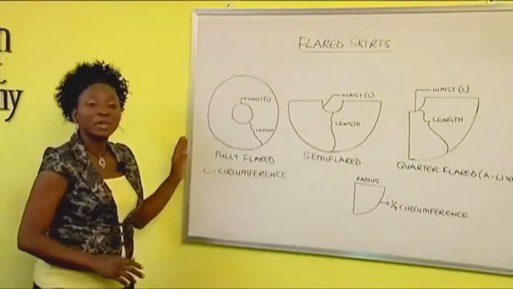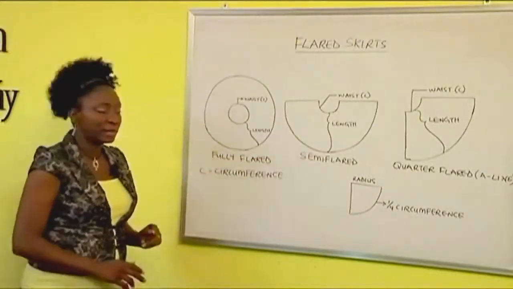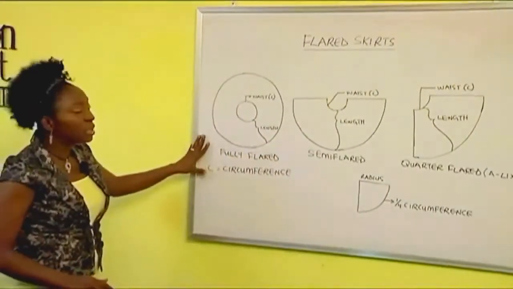are cut in circles, semicircles, or quarter circles. Let's go to the board and see how it looks. Let's take a look at the board. We can see that we have three different kinds of flared skirts. Now take a look at the fully flared skirt.